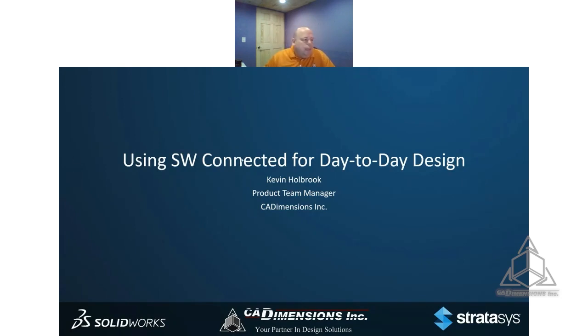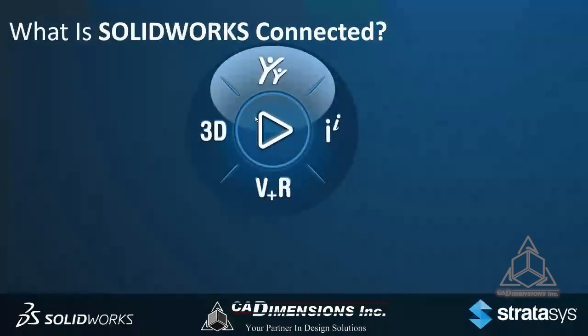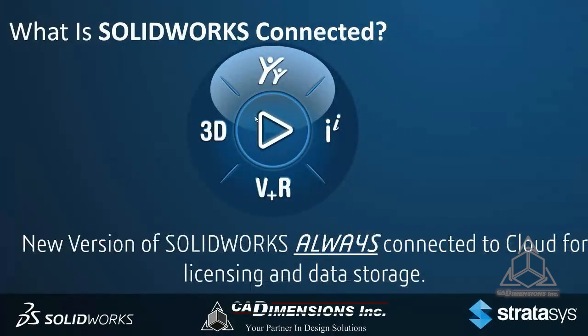As I mentioned, we're going to talk about using Connected, and I am going to kick off my webcam just to give you a better bandwidth here as we go. Using SOLIDWORKS Connected and give you some sense of what that even means. So SOLIDWORKS Connected, generally speaking, is a new version of SOLIDWORKS. I say new kind of tongue-in-cheek because it was released last July. So it's already a year old. It's already had a bunch of development over the years, but it's a new version of SOLIDWORKS that is always connected to the cloud for your licensing and for your data storage. Okay, that's important to remember. It's for both of those aspects.